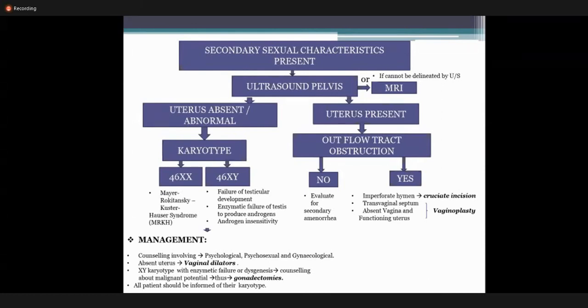This is the most important slide which you have to remember. That is, first of all, assess. In a patient with primary amenorrhea, check for the presence of secondary sexual characteristics, whether they are present or they are not present. If they are present, go for an ultrasound. Uterus present, uterus absent. Uterus absent, karyotype: 46XX, Mayer-Rokitansky; 46XY, androgen insensitivity. Uterus present, exclude outflow tract obstruction: imperforate hymen, vaginal septum, cervical stenosis.